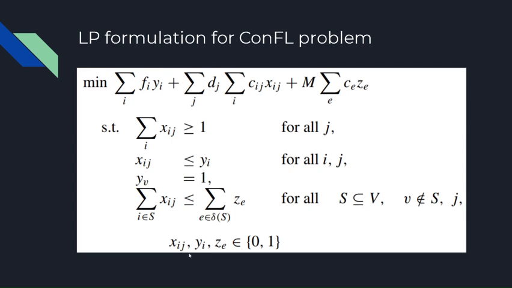And here again, all these variables will be 0 and 1, and we can relax this ILP to the LP, where all of them will be just greater than or equal to 0.